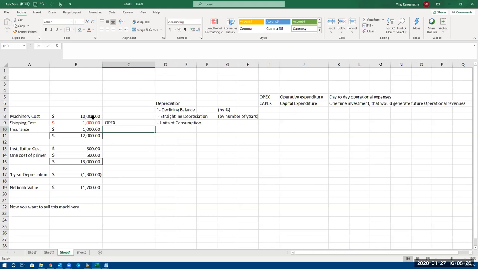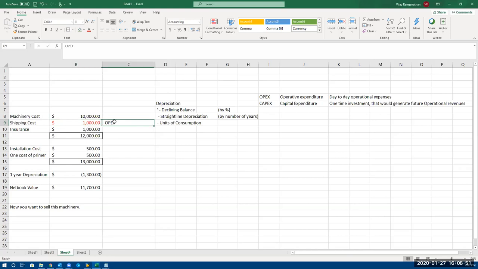Can you capitalize this? Which means, can you add this cost to the machine? Maybe or maybe not. That's why the corporate asset management team sits there and discusses: can they capitalize this or not? When they say capitalize, can we add this cost to the machine price? So the net book value of the machine, when they capitalize or not, right? That's what they think about. Those are the discussions they will have.